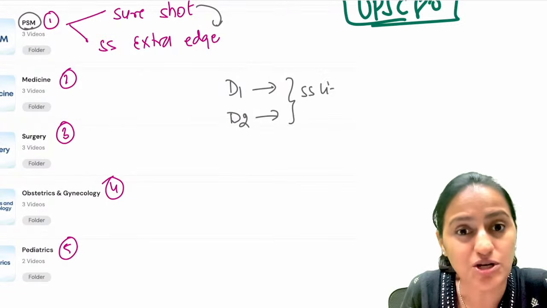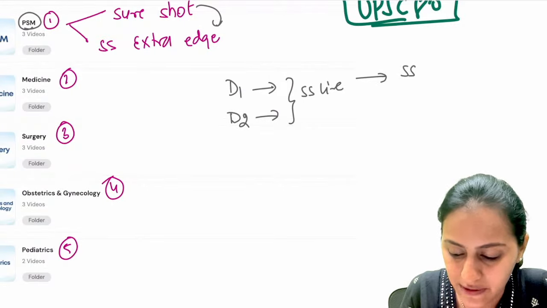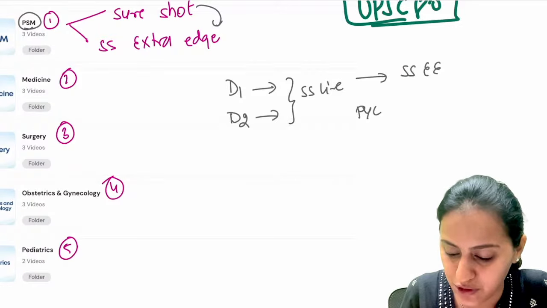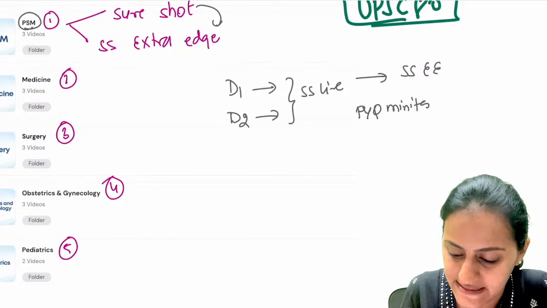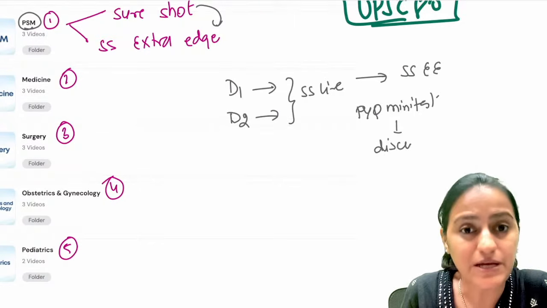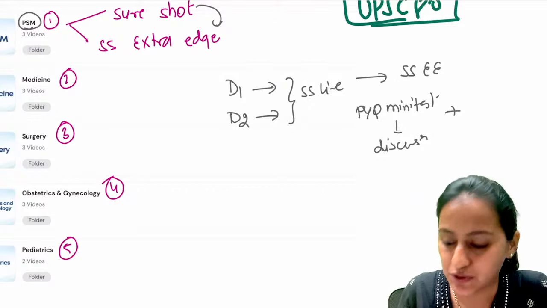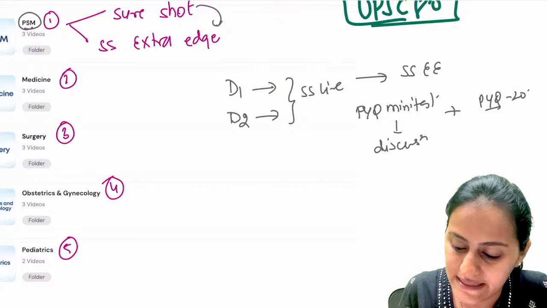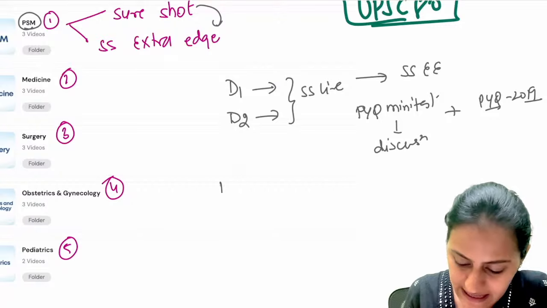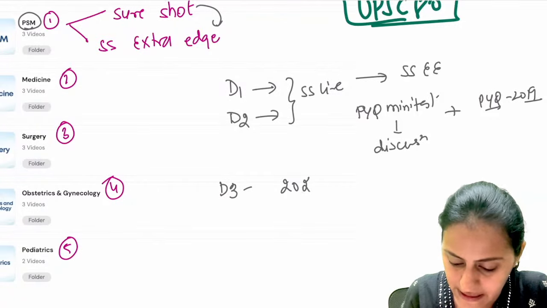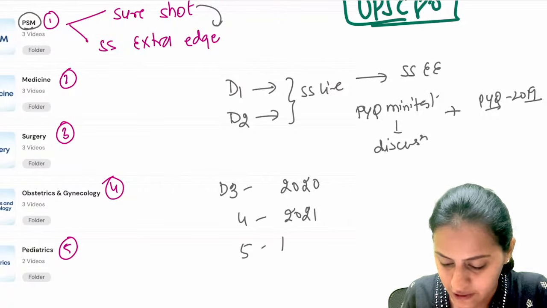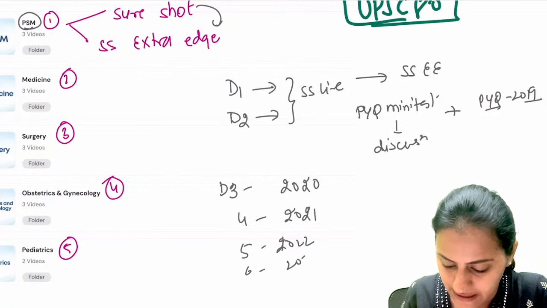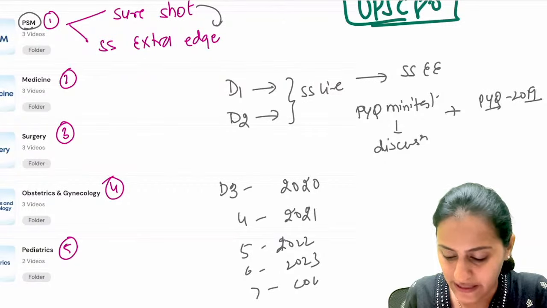So you have short live. Day 1, you are doing short extra edge. Day 2, you are giving the PYQ mini test, then watching the discussion video. Plus on day 2, you are doing the PYQs of 2019 of that subject. Then day 3, you are doing 2020 ka PYQ. Then 2021 ka PYQ, right? Then 2022, 2023, right? And day 7 is 2024, right?